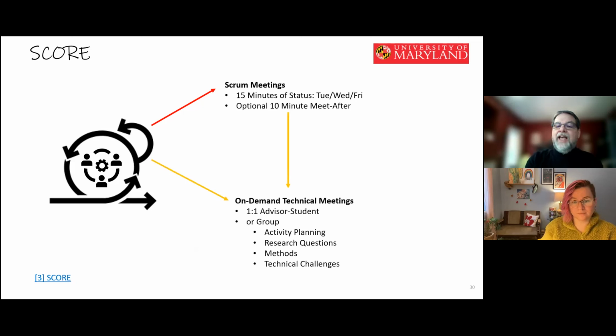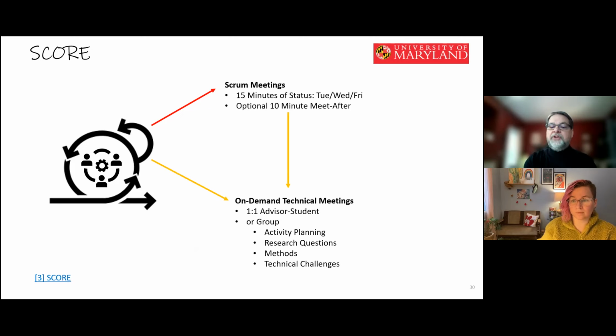And then out of that, they would schedule on-demand technical meetings on an exception-oriented basis. So it could be a one-on-one for a student, or it could be a group of students who were struggling with the same thing, or were interdependent with each other. And they would also use these to do activity planning. That is, this is where they would select the things they would do for their sprint backlog. So we're going to try to accomplish these things over the next week or two.